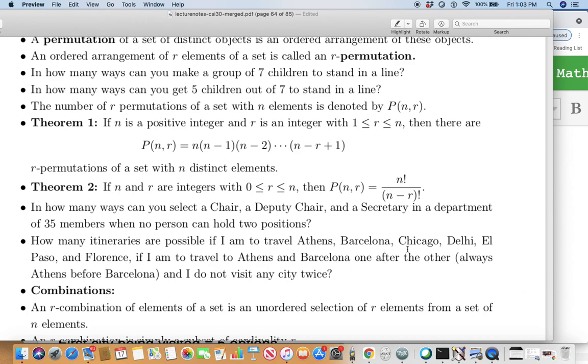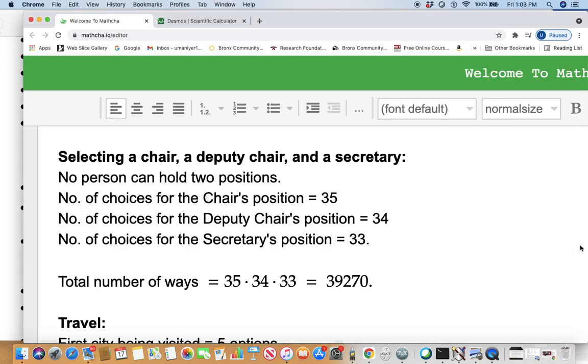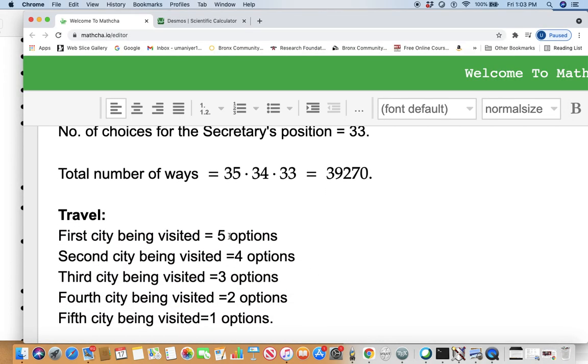Well, first of all, let's get to travel to all these 6 places, and I do not visit any city twice. First city, I have 6 options. Second city, I have 5 options. Third city, 4. Fourth city, 3. Fifth city, 2. And sixth city, I am left with exactly 1 option.